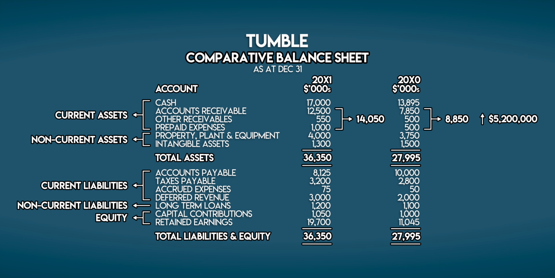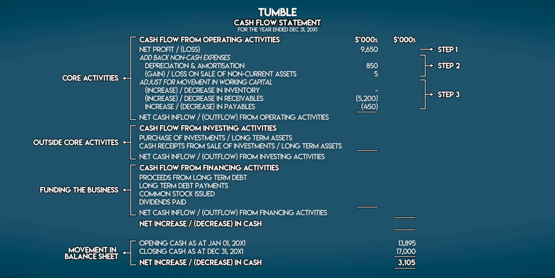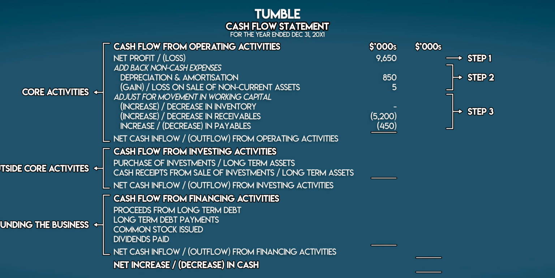Payables work in a similar way. Tumble has accounts payable, taxes payable, accrued expenses, and some deferred revenue. All of this adds up to $14.4 million in payables in the current year, and last year they had $14,850,000 in payables. That's a year-on-year decrease in payables of $450,000. We subtract decreases in payables under cash flow from operating activities, because if payables go down, then more supplier accounts have been settled, so there's less cash.